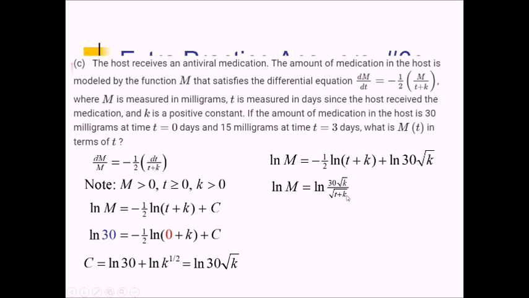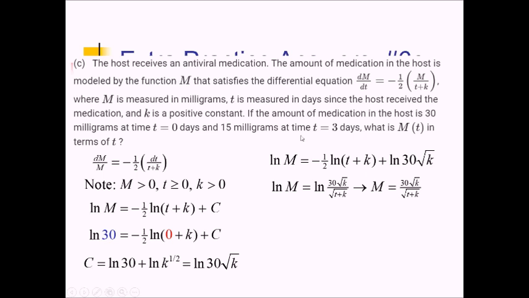And one other little step I can do, since I have an ln on both sides, I can raise e to both sides, and now I just have m equals 30 radical k over radical t plus k. Okay, so this is a better situation than what we had up here. At some point, though, I do need to solve for k, so I can't put it off any longer. Let's go ahead and figure out how to do that.